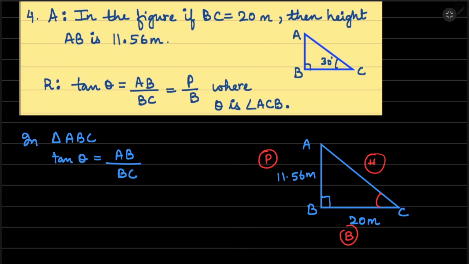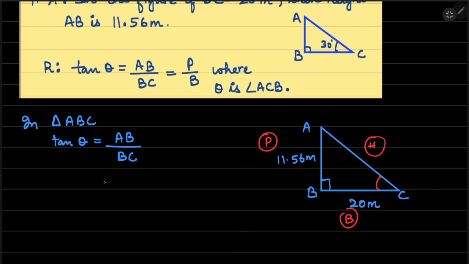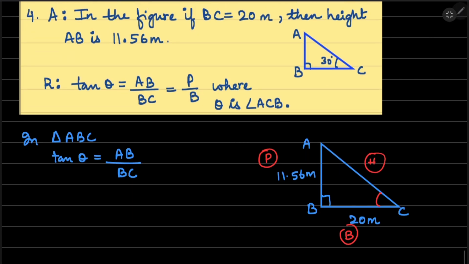You have to just see here. You're given, if BC is equal to 20, then you are given already that AB, the height, is equal to 11.56. In the second statement, you are given tan theta equal to AB by BC. Obviously AB is the perpendicular. So this angle C is our reference angle. AB we don't know. We have to find out if it is equal to 11.56. So we don't know, right?